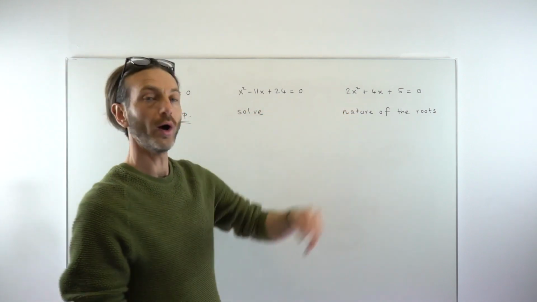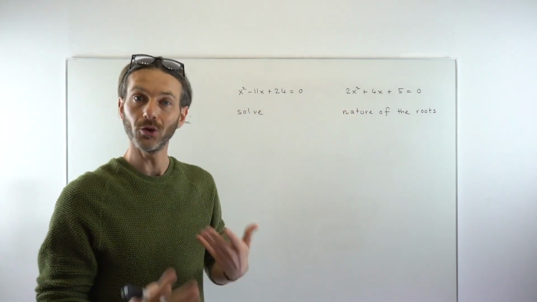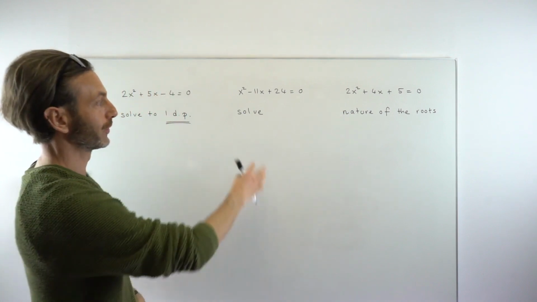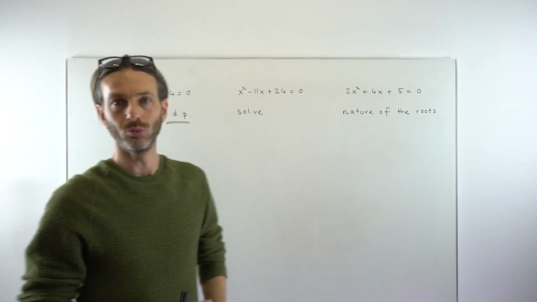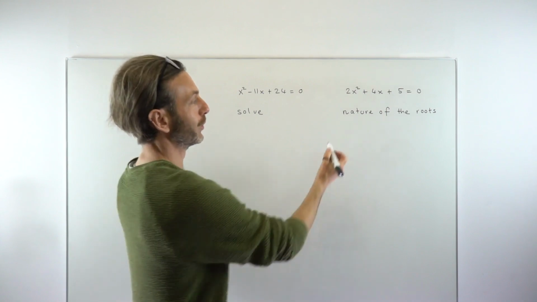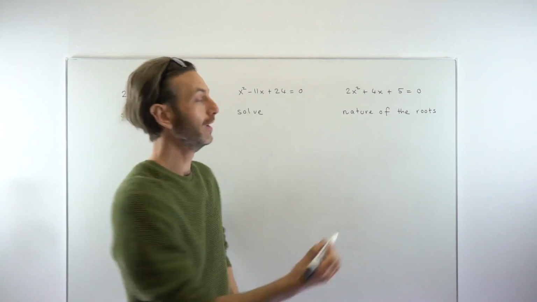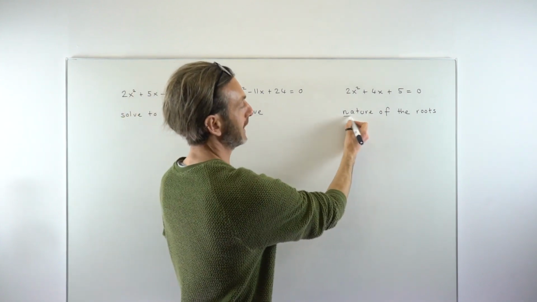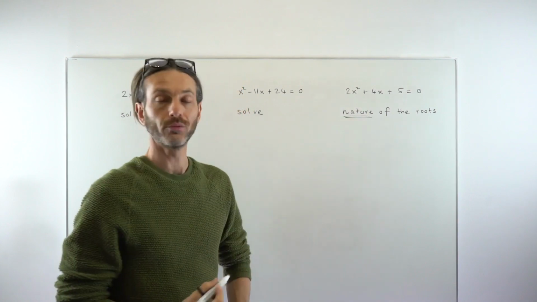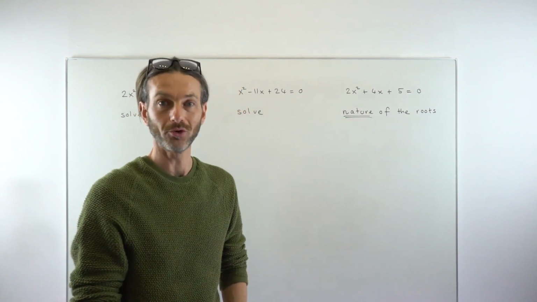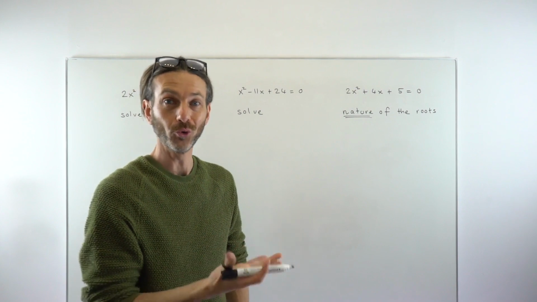The third one's not asking you to solve the equation, but a lot of students will solve it, or they'll do something more aligned with solving than they will with actually answering the question, which would be to determine the nature of the roots. The nature of the roots, remember, means how many roots are there? 2 real roots, 1 real root, or no real roots.